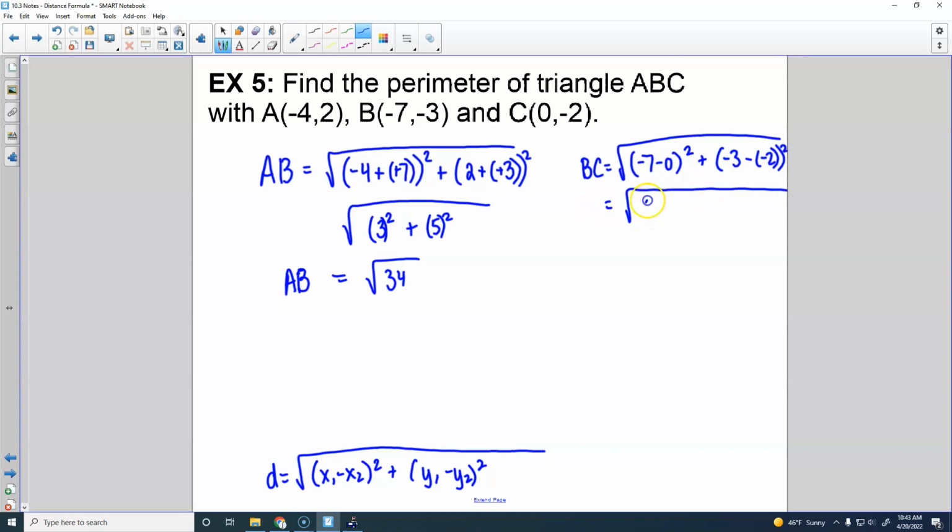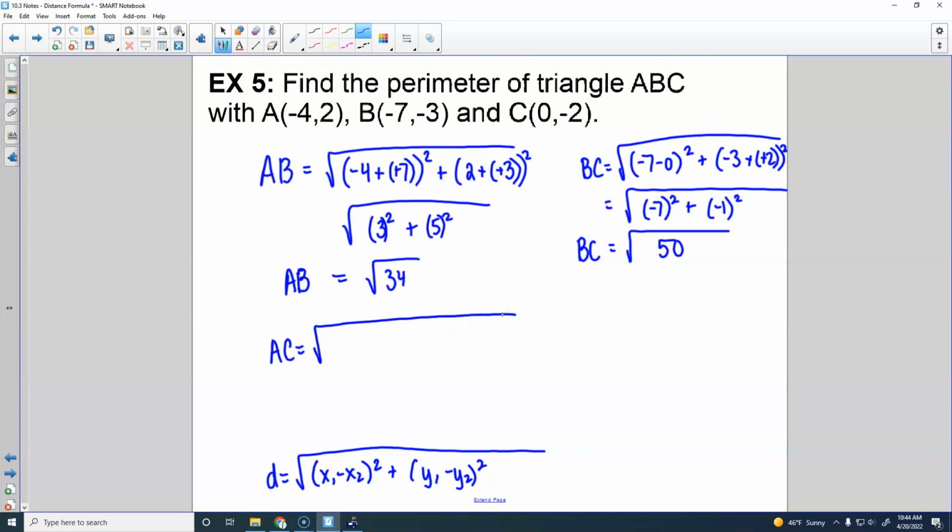So this is going to be negative 7 squared, and that'll become a plus, and I'll just have negative 1 squared. So it's going to be 49 plus 1, so that's going to be square root of 50. And again, I'm just going to leave that as BC for right now. If you wanted to, you could get this. What's the last side? Because that's only 2 sides. I need one more side for a triangle. AC.